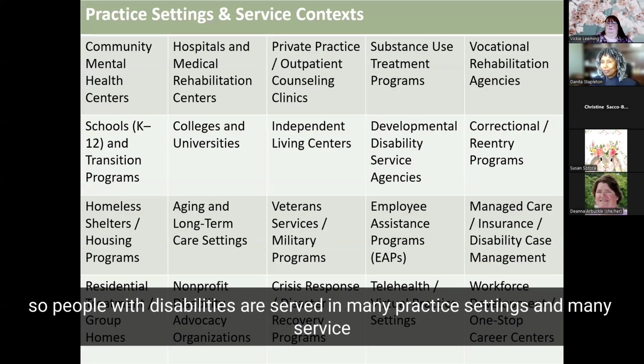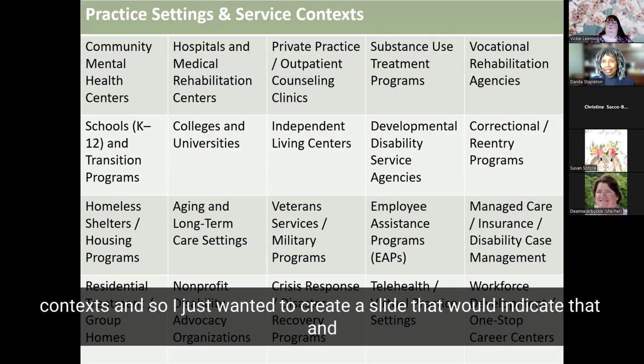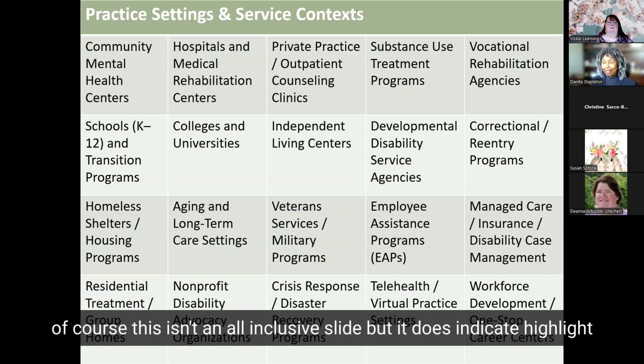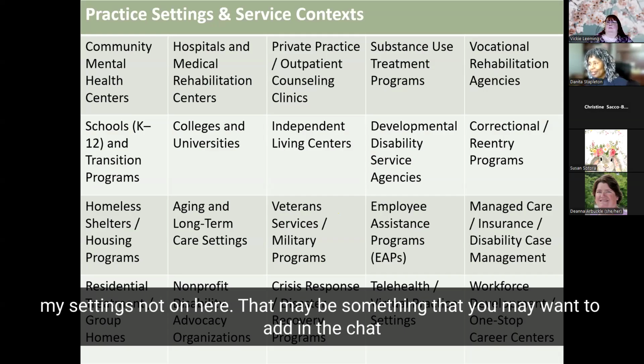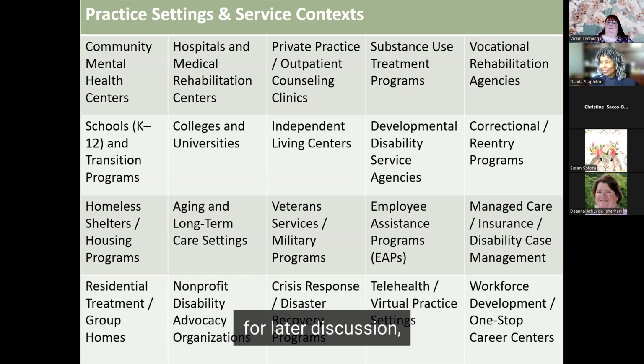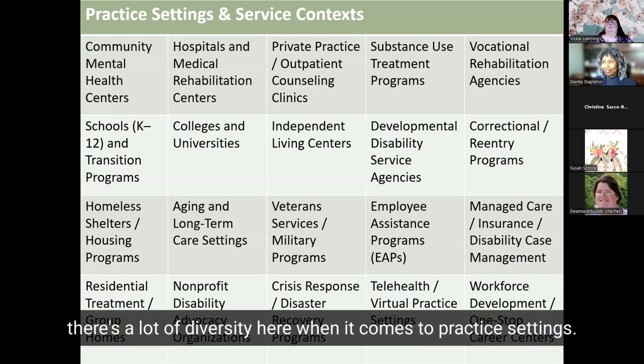So people with disabilities are served in many practice settings and many service contexts. And so I just wanted to create a slide that would indicate that. And of course, this isn't an all-inclusive slide, but it does highlight some of the practice settings and service contexts. Some of you may say, well, my setting's not on here. And that may be something that you may want to add in the chat for later discussion. So as you can see, there's a lot of diversity here when it comes to practice settings.